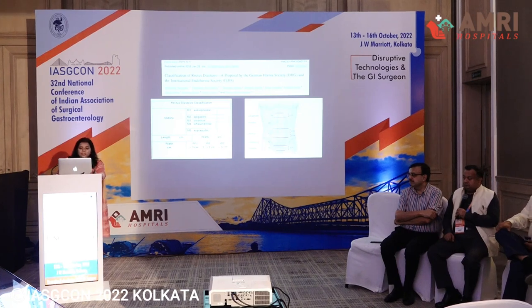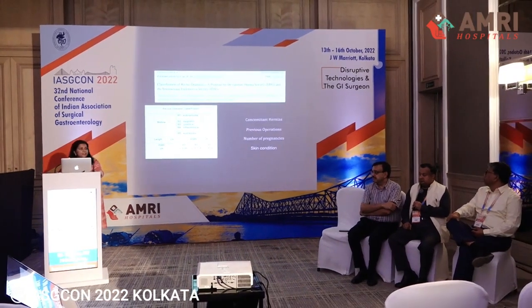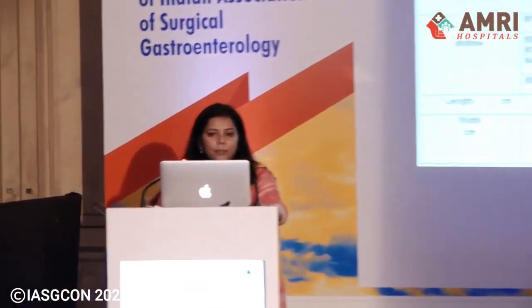There are other factors that need to be taken into consideration when deciding to treat a diastasis. For example, is there any concomitant hernia? Is there a history of previous operation that might make the scar tissue weaker than it already was? What's the number of pregnancies that the woman has gone through, and what's the skin condition on top? All these factors need to be taken into consideration when speaking about the prognostication and treatment strategies of rectus diastasis.